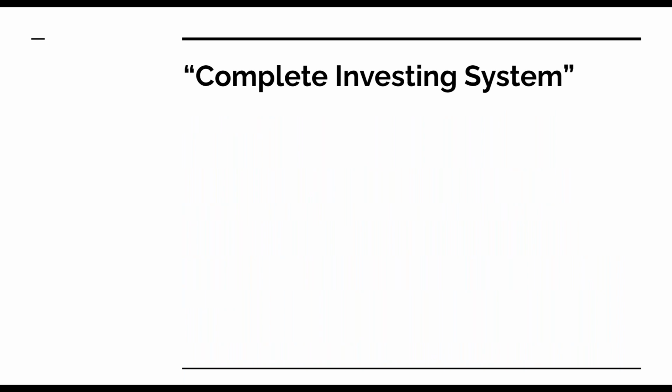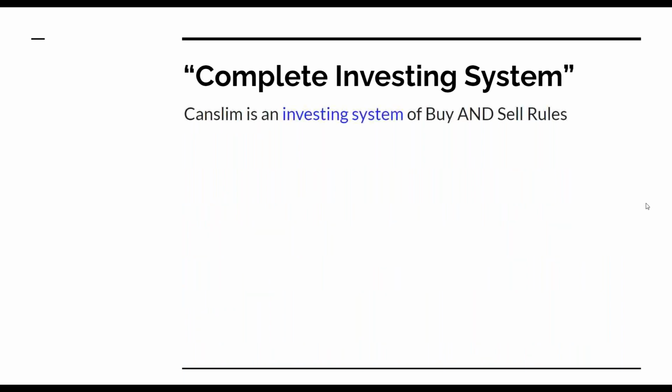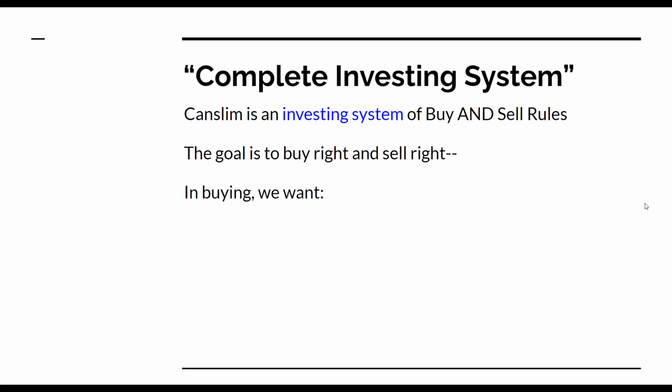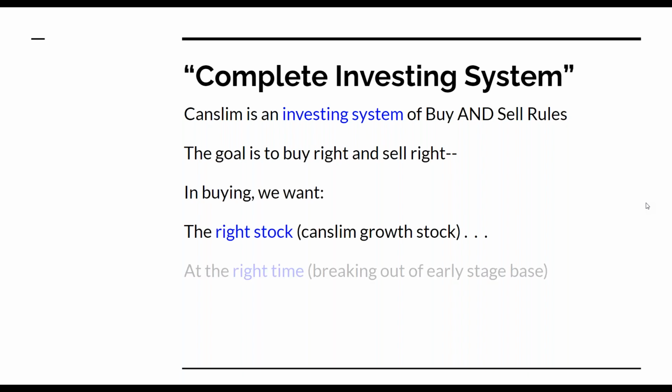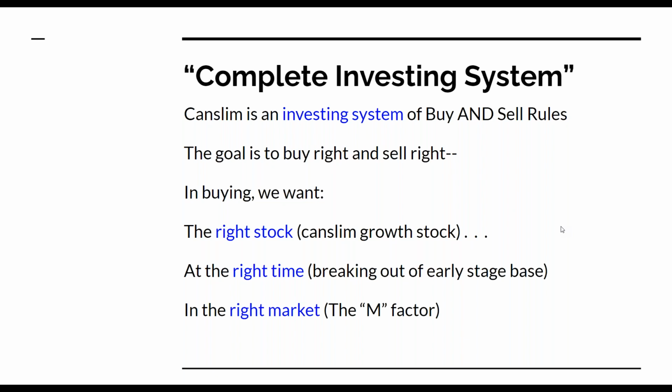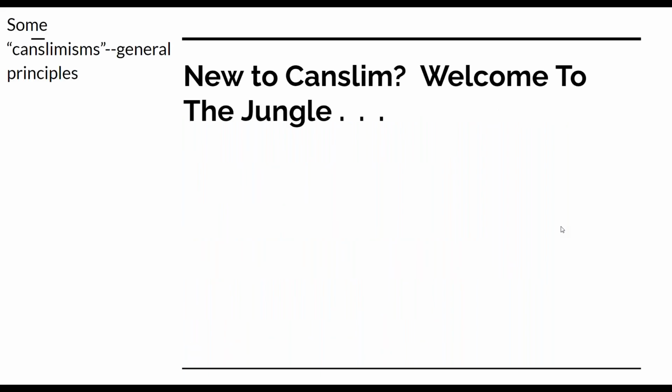It also is a complete investing system. I really can't stress that enough. It's a system of buy and sell rules. The goal is to buy right as well as sell right. And in buying, I kind of summarize it this way. We want the right stock. So that's a Canslim growth stock. We want it at the right time, breaking out of a full and proper early stage base on the chart. That's the technicals. The right stock is sort of the fundamental analysis. And then it needs to be in the right market. So we want the right stock, right time, right market. That's the M factor. If you don't have it all right, then it's going to be wrong. It's not going to work.